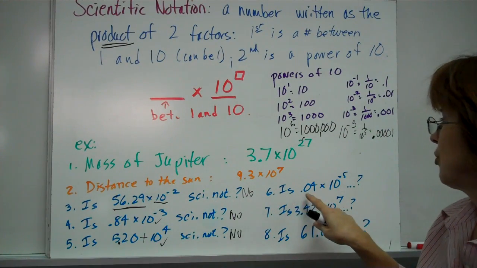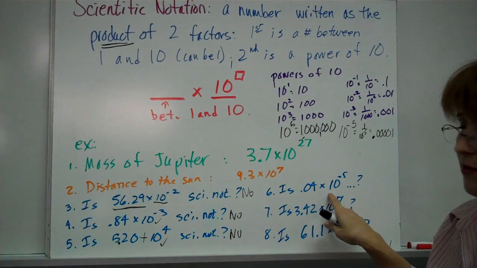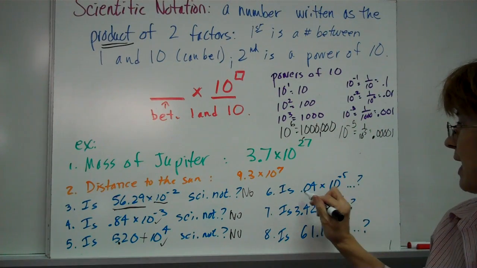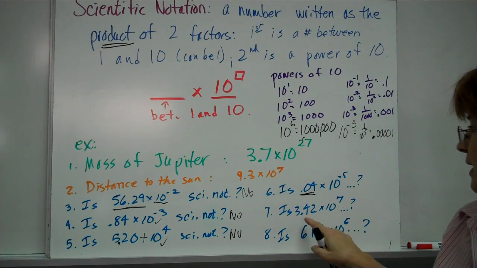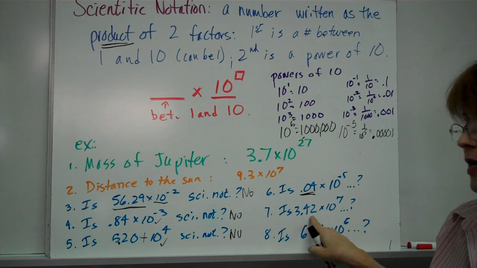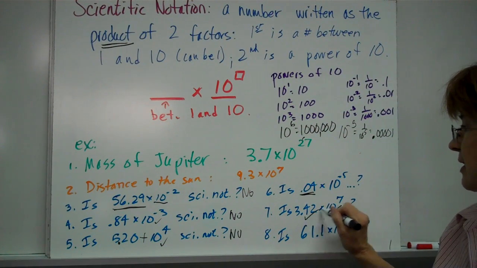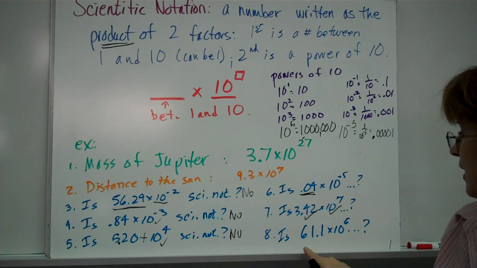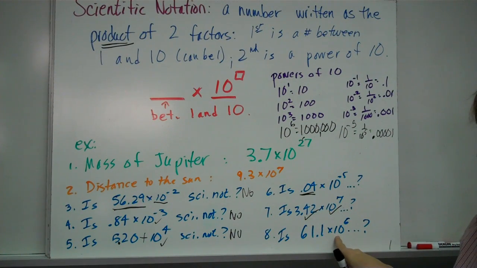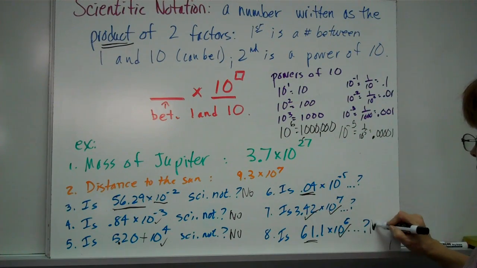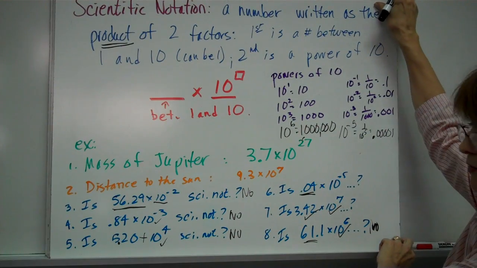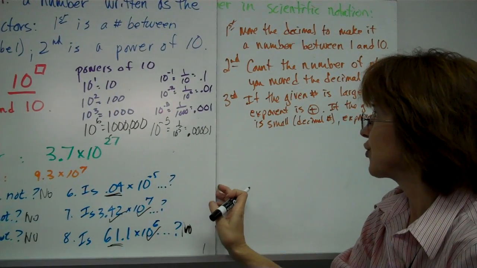Okay? Is 0.04 times 10 to the negative 5th? Nope. Why not? Because that's not between 1 and 10. Is this one? Is 3.42 times 10 to the 7th? Yes, it is, because that's the power of 10, and that 3 is in between 1 and 10. Is 61.1 times 10 to the 6th? Nope, because again, we have that power of 10, but that's not between 1 and 10. So the answer there is no. Okay, so that gives you a little bit of an introduction.